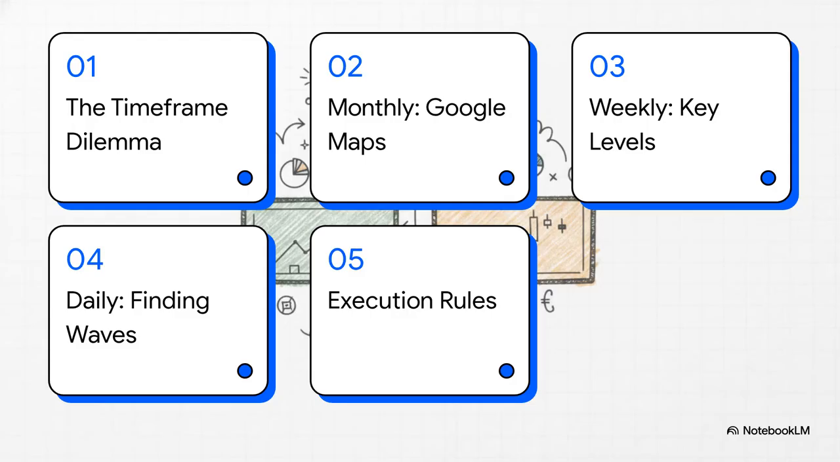All right, let's dive right into this top-down approach. We're going to cover the time frame dilemma, treating the monthly chart like Google Maps, plotting key levels on the weekly, finding the waves on the daily, and finally, execution, how to actually beat those algorithms.